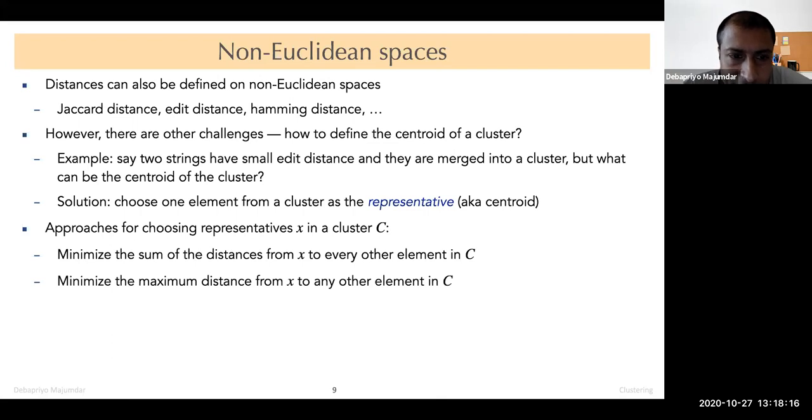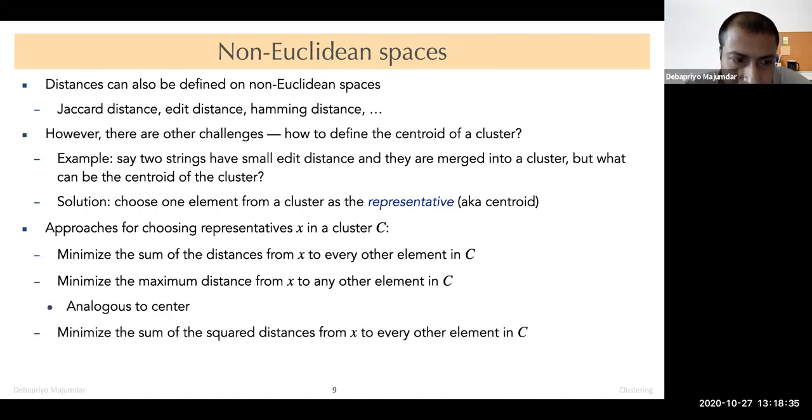or you minimize the maximum distance from X to any other element. So that means, okay, this is more like the radius. The previous one was more like the sum. This is more like the radius. It should not be far apart from any point at all in the cluster. Another possibility, analogous to center, is to minimize the sum of the square distances from X to any other element in C. Now this sounds similar to the first option. How is it different from the first option? Okay, so I'll leave this open as of now.